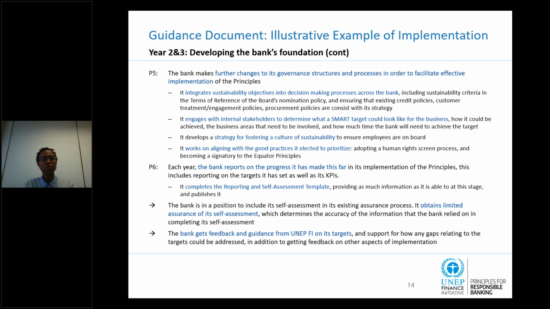The bank is in a position to include self-assessment in its existing assurance processes. It obtains limited assurance of its self-assessment, which determines the accuracy of the information that the bank relied on in completing its self-assessment. And finally, the bank gets feedback and guidance from UNEP FI on its targets and support for how any gaps relating to the targets could be addressed, in addition to getting feedback on other aspects of implementation. So that's possibilities within year 2 and 3.